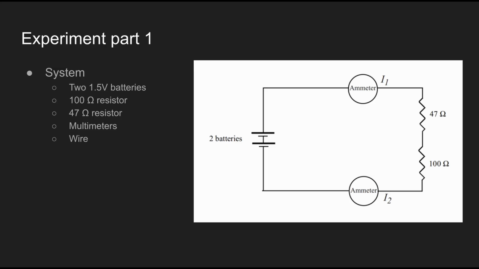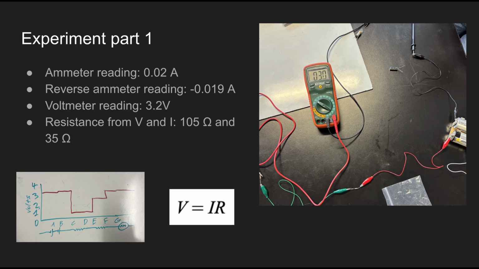For the first part of the experiment, I constructed a system containing two 1.5 volt batteries, wires, a 100 ohm resistor, a 47 ohm resistor, and some multimeters. When recording the current on the ammeters, they both read 20 milliamps or 0.02 amps. By reversing the connection of the multimeter, it then read negative 19 milliamps.